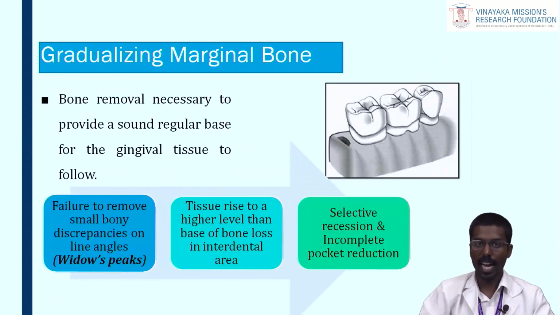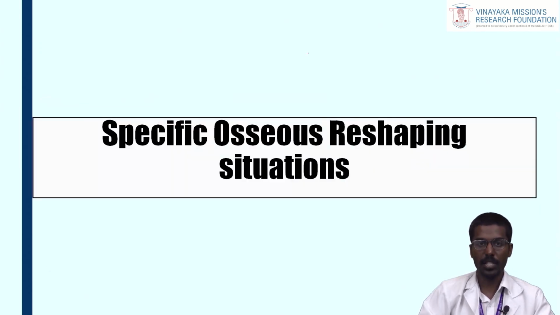The next one is gradualizing the marginal bone. So the bone removal is necessary to provide a sound regular base for the gingival tissue to follow. Okay. But if you fail to remove small bony discrepancies, especially on the line angles of the tooth, it is going to result in irregular bony spicules, and this spicule is called the widow's peaks. So these are the four techniques by which we can do the resective osseous surgery.